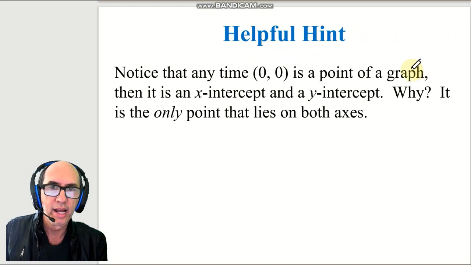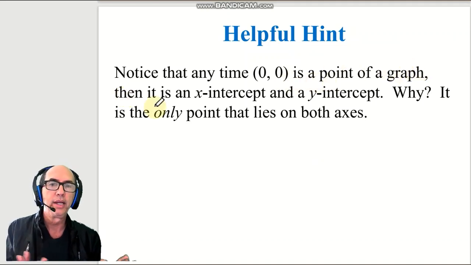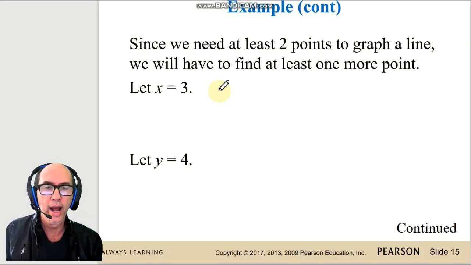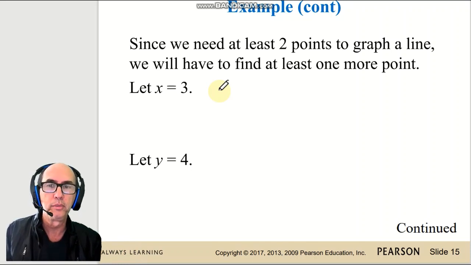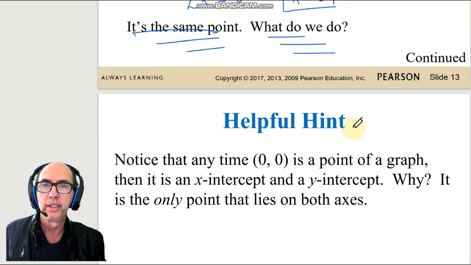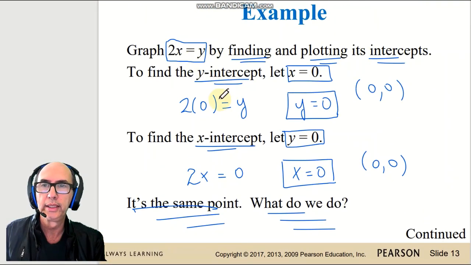Notice that anytime 0, 0 is a point of the graph, then the x-intercept and y-intercept are the same. You now don't have 2 points, you have just one. You need to find at least one more, or better, 2 more, so we have 3 points to be able to graph the line. All right, let's plug in x equals 3. So remember, the equation is 2x equals y.